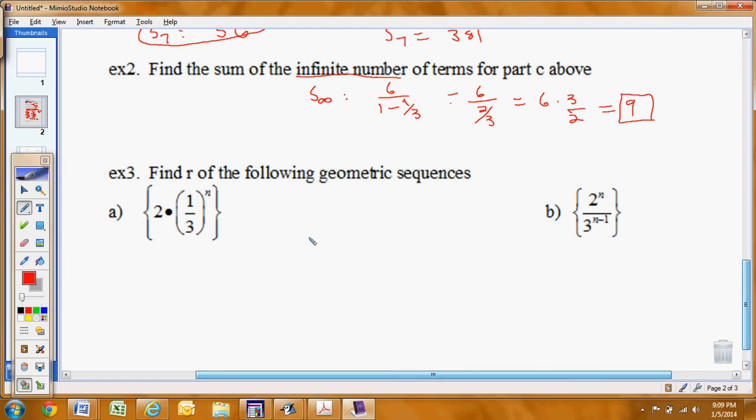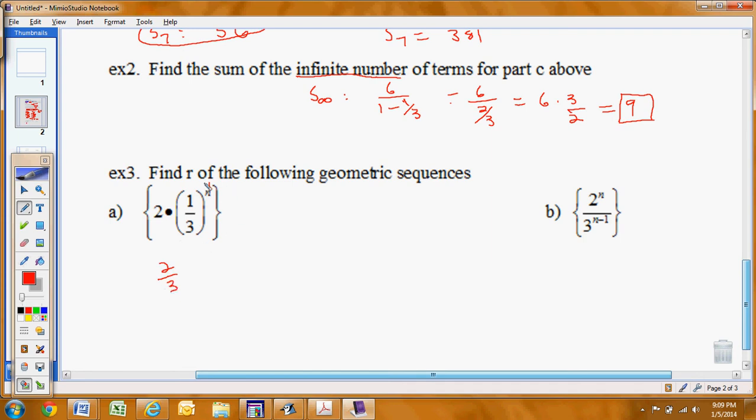All right, now let's see if we can apply this situation. Find r. You're on an ACT test, and it says, what's r of the following geometric sequence? You're like, I have no idea. Well, if you have no idea, you start generating the terms. n is what term it is. So if I want to find the first term, I would just plug 1 in there. I have 1/3 to the first power, which is 1/3 times 2. So the first number is 2/3.